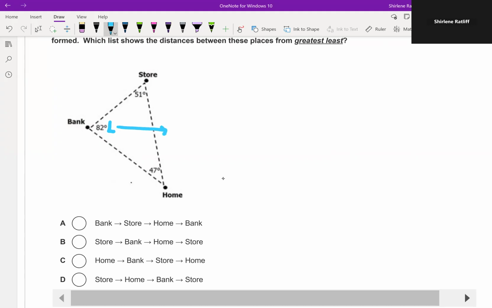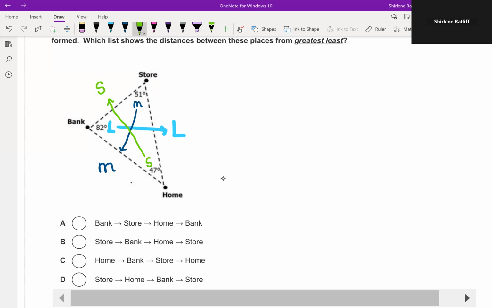So the largest side would be between the store and home. The medium angle number would be 51, so the medium side would be the one between the bank and home. And the smallest of them all is the 47, so the smallest side would be from the bank to the store.